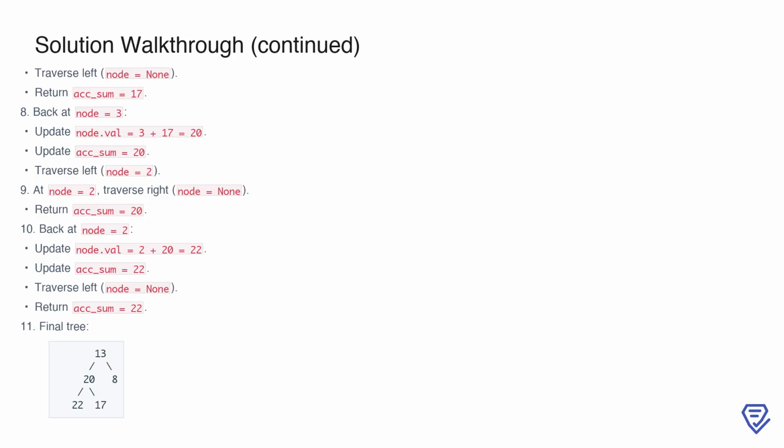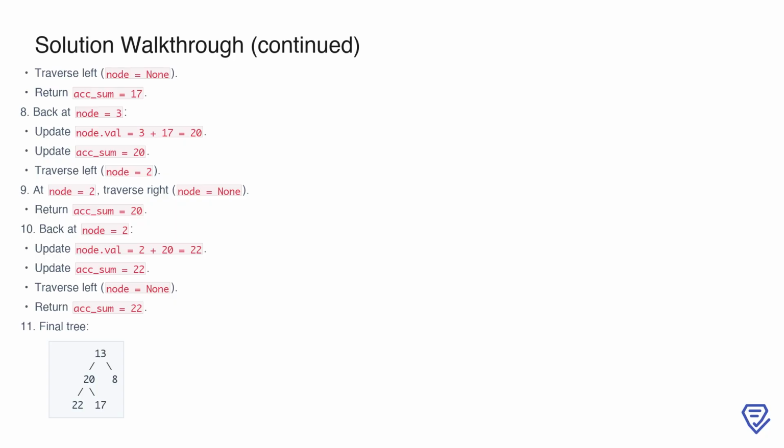At node 2, we first attempt to traverse right, but there's no right child, so we return the accumulated sum of 20. At node 2, we update its value to 2 plus 20 equals 22 and adjust the accumulated sum to 22. Finally, we attempt to traverse the left subtree of node 2, but there's no left child, so we return the accumulated sum of 22.